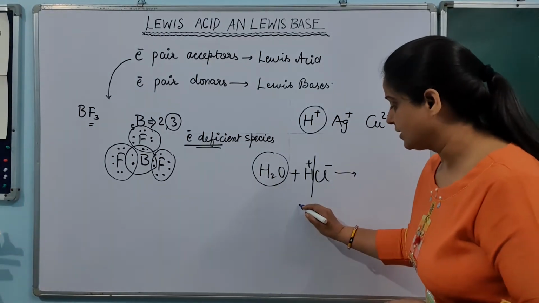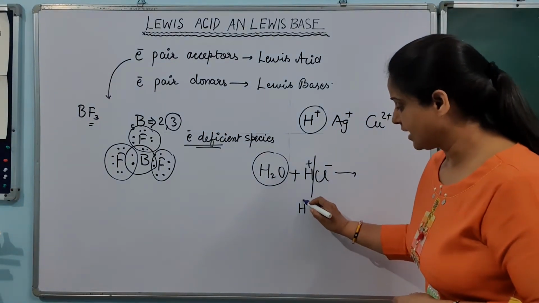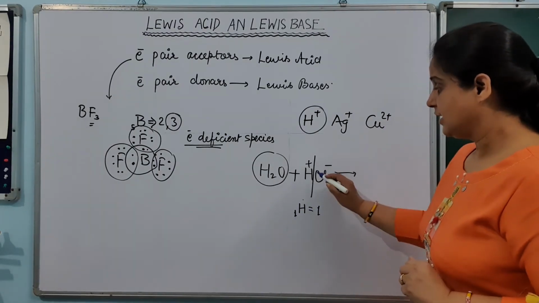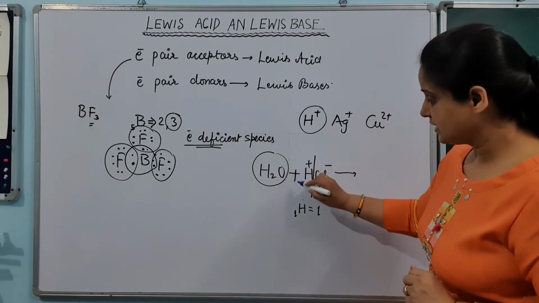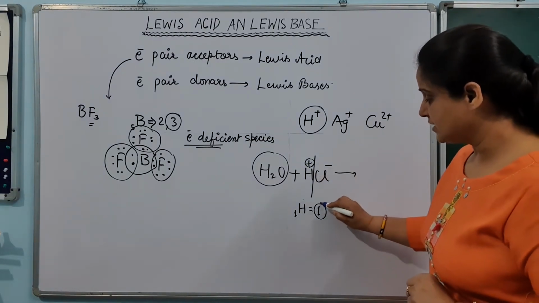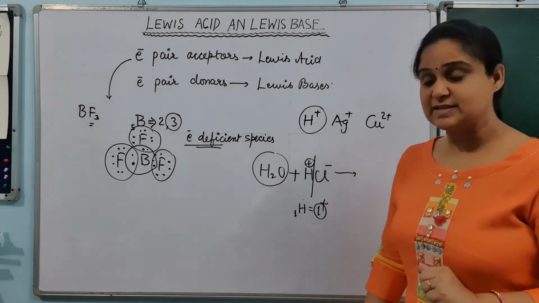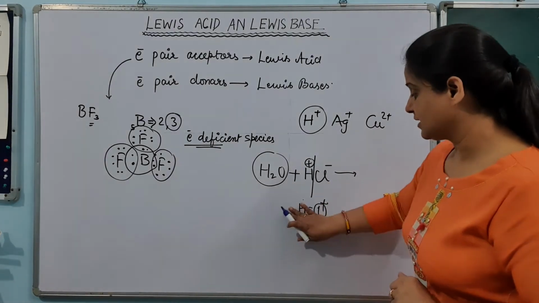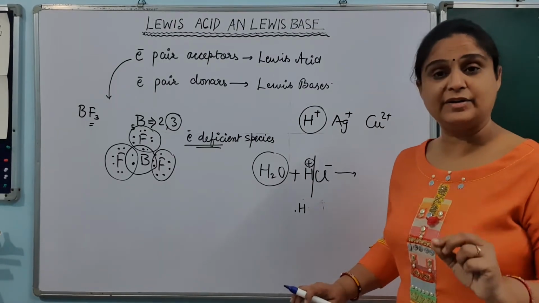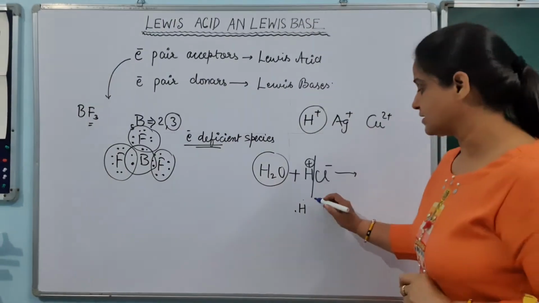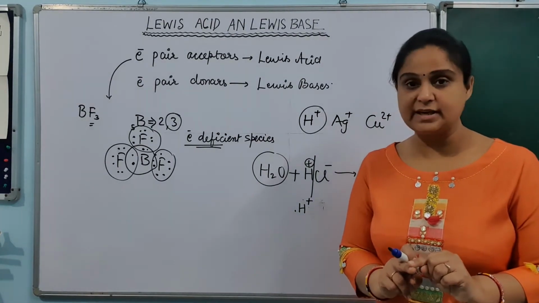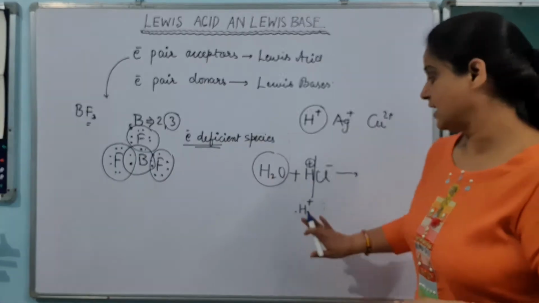What is the H plus ion? Hydrogen has only 1 electron and the configuration is 1. You are seeing that there is one positive charge. It means we have released this 1 electron. Now it does not have anything, it has no electron. There is only positive charge at the center, in the nucleus of this hydrogen atom.